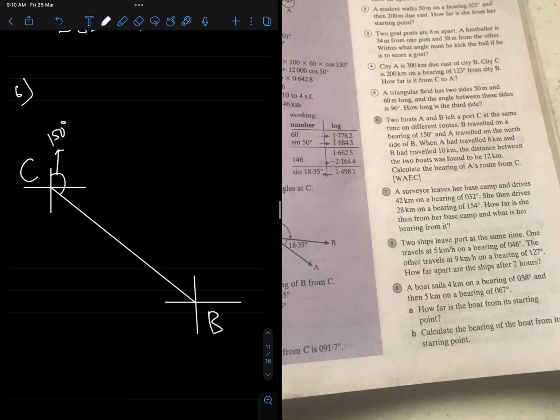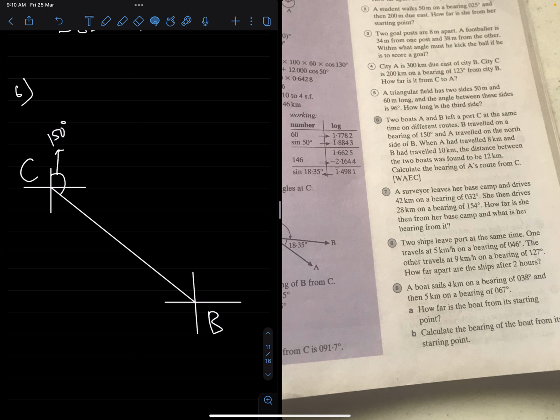B traveled on a bearing of 150 degrees and A traveled on the north side of B. That simply means A is somewhere around there, just somewhere above B. It doesn't mean due north of B. Due north of B is directly up, but that's not what it means. It only means somewhere above B, on the north side of B. So A will be somewhere around here, just above B.